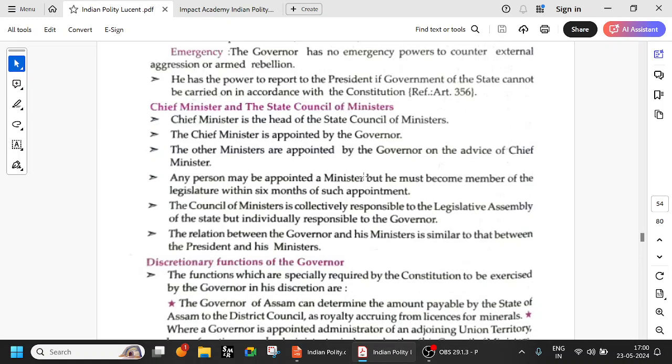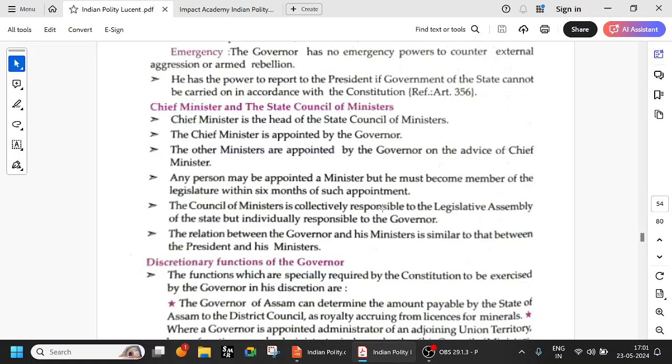So any person may be appointed as a minister, but he must become a member of the legislature within 6 months of such appointment. So that is why sometimes we see that CM candidates lose in the election, but still they become a chief minister, right? So that is because anyone can be appointed as a minister, provided within 6 months they have to become MLA or MLC or whatever accordingly. So the Council of Ministers is collectively responsible to the Legislative Assembly. So this is one thing which is a part of Indian democracy, is collective responsibility, not individual responsibility.